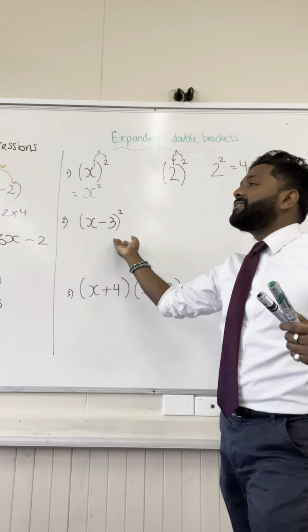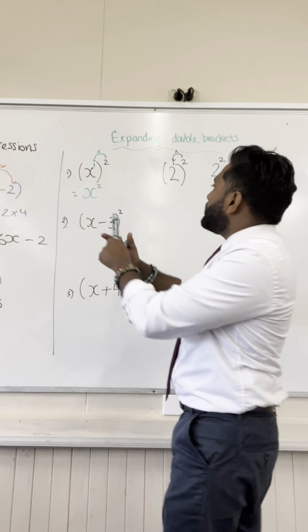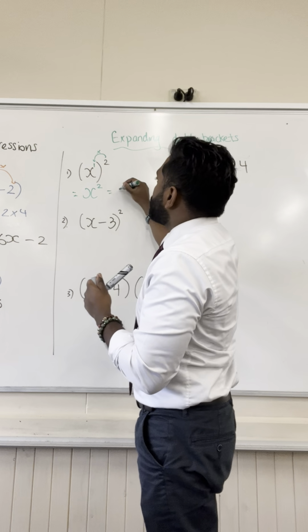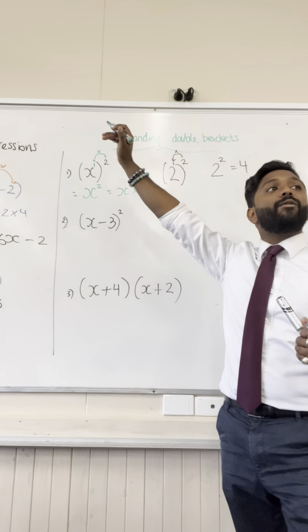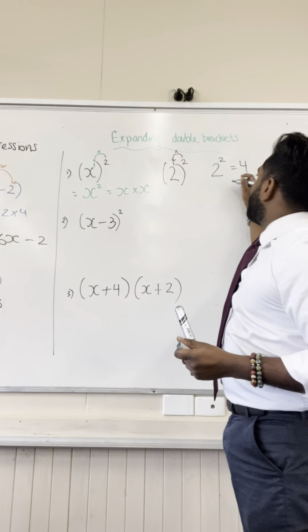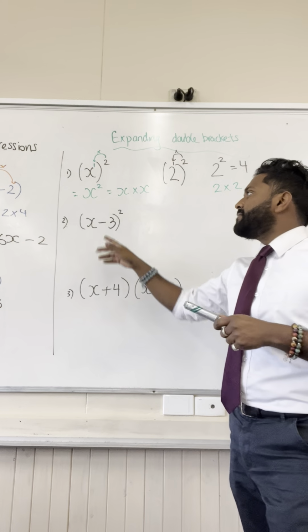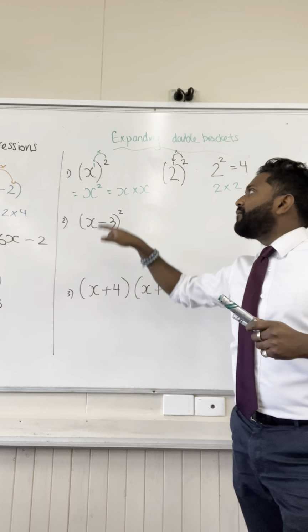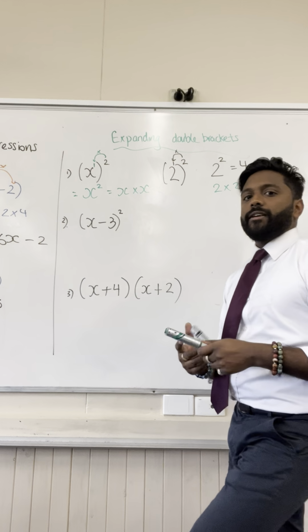Now we're going to deal with this stuff. How can we expand this even more? What does x squared mean? X squared means x times x. Who agrees with that? X squared is x times x. 2 squared means 2 times 2. What does this mean? Olivia, what does this mean here? If x squared is x times x, what's happening here? What would you do here?